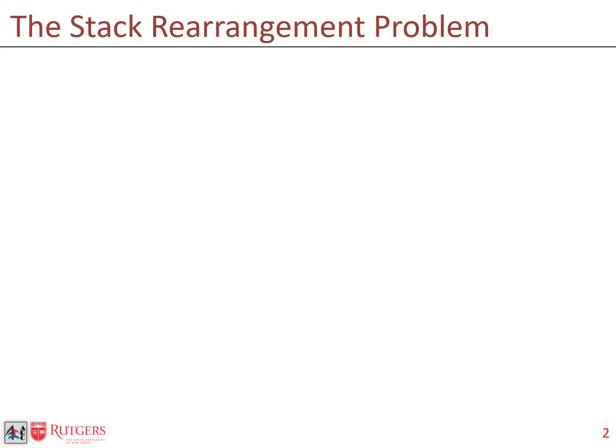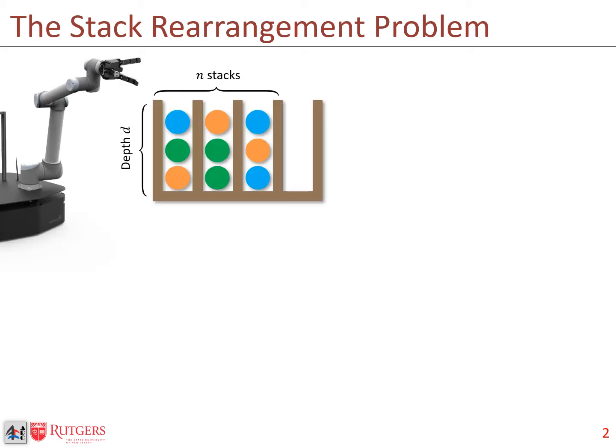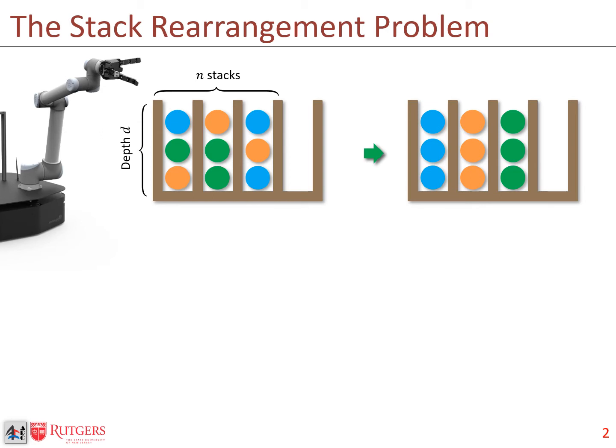Let me start with the formulation of the stack rearrangement problems. In the unlabeled setting or partially labeled setting, we're given nd items stored in n stacks, each of which has a capacity of d. These items are of n types. Each type has d items. Initially, these items are mixed in these stacks. Using a manipulator and an actual empty stack, we would like to sort these items so that each stack contains items of the same type.